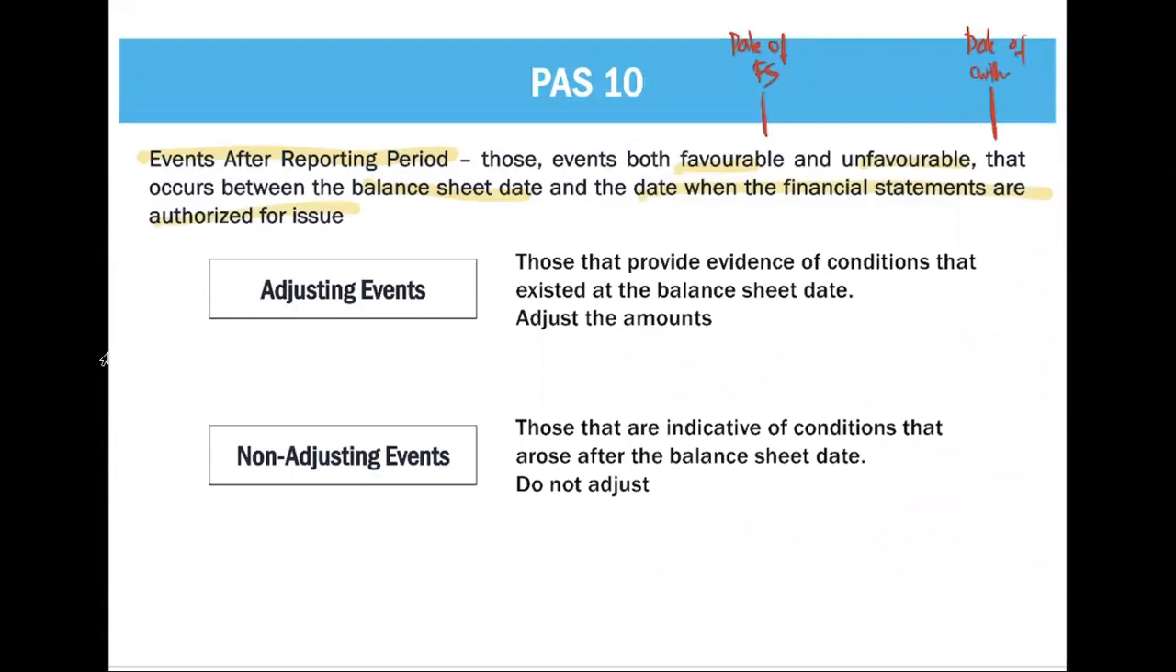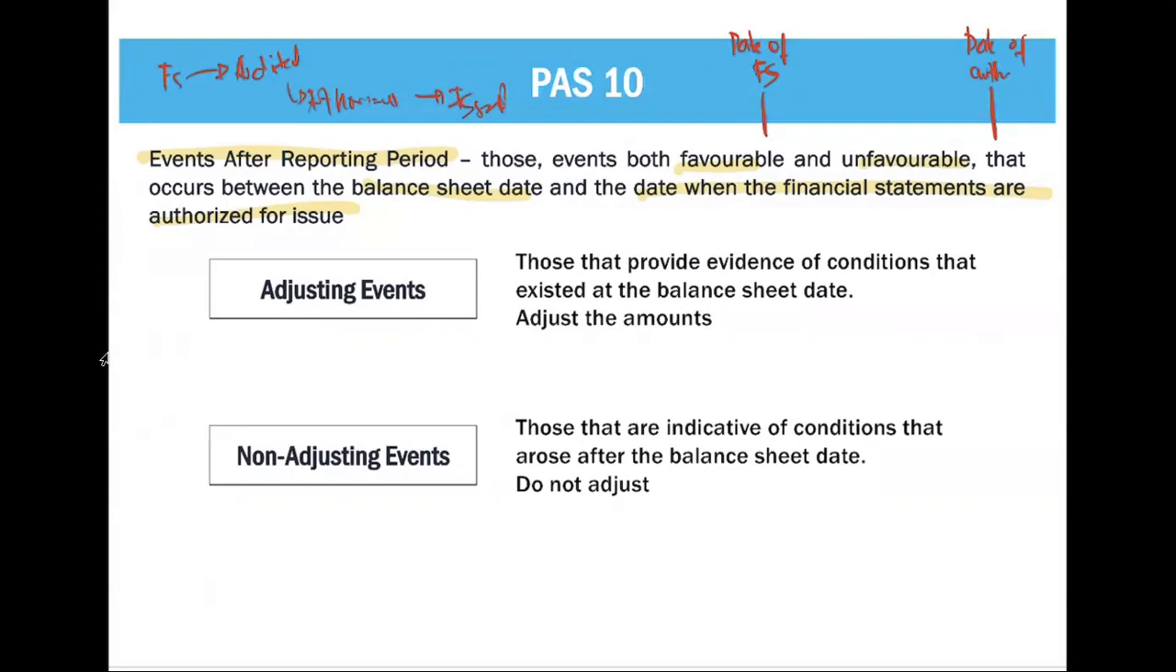So what is the date of authorization for issue? Normally, financial statements cannot just be published outright. Your financial statements must first be audited. And after it is audited, it is now authorized for issue. And once it is authorized for issue, it will be issued. So it's like that. It's not that once there is a financial statement, we just release it right away. No, that's not how it works in actual practice.